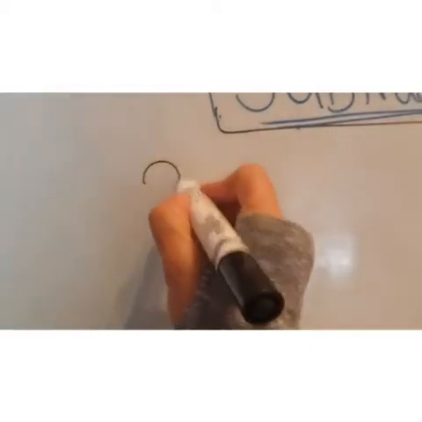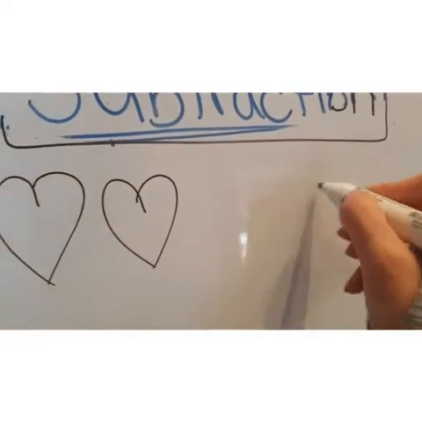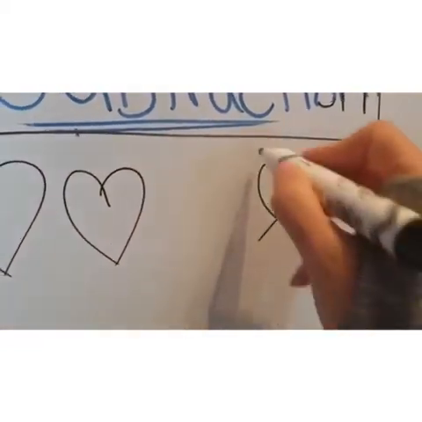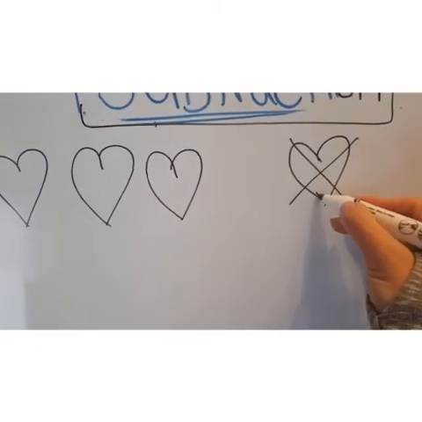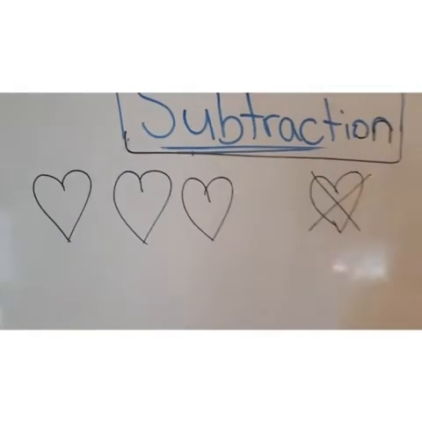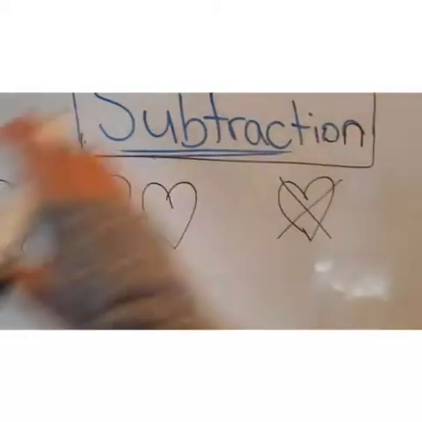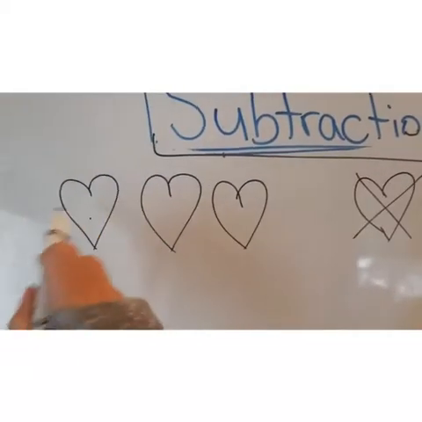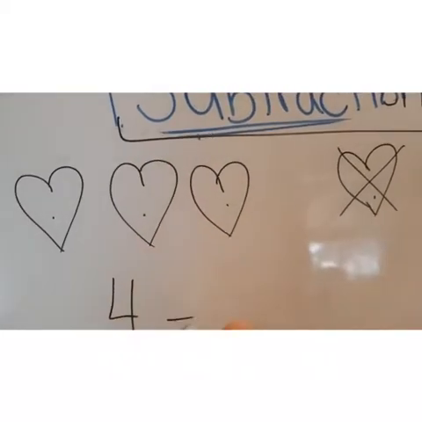For example, if I'm going to draw some hearts here, what I do first in subtraction, I always need to count how many in all, okay? So even if there is an X on that heart, I need to check how many were there first and then how many we took away. So I count first how many in all. So I count them. 1, 2, 3, 4. So there were 4 hearts in all.